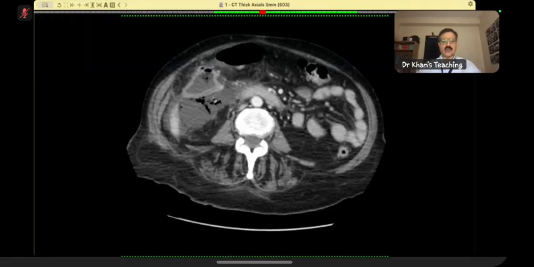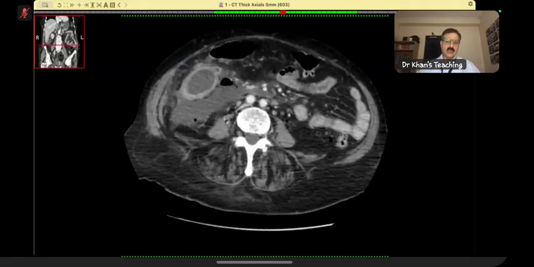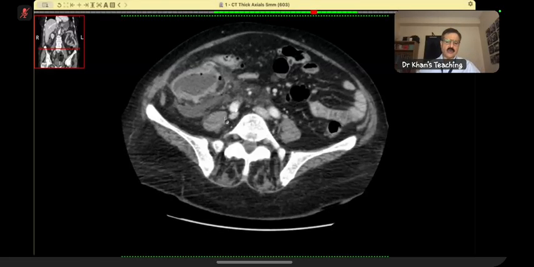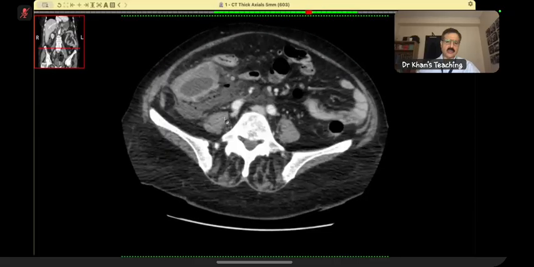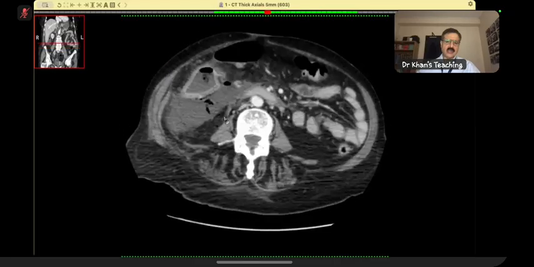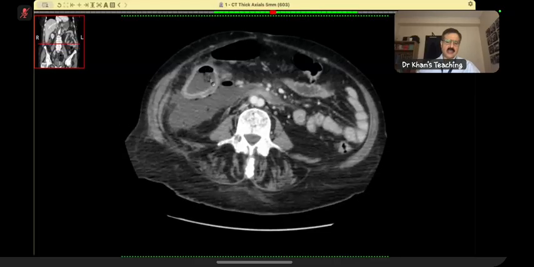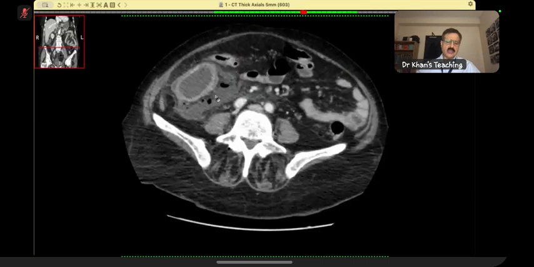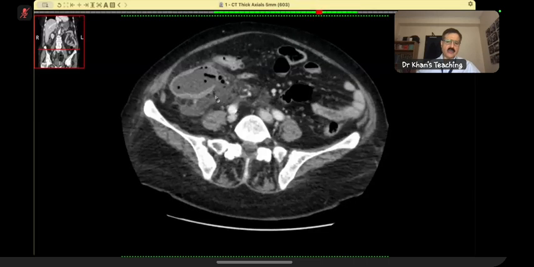In this case, you don't have to because there is fluid and you are very confident that you are sitting outside. Now, a bit of fine touch. In this area, this is the cecum. So the question is, what has perforated?